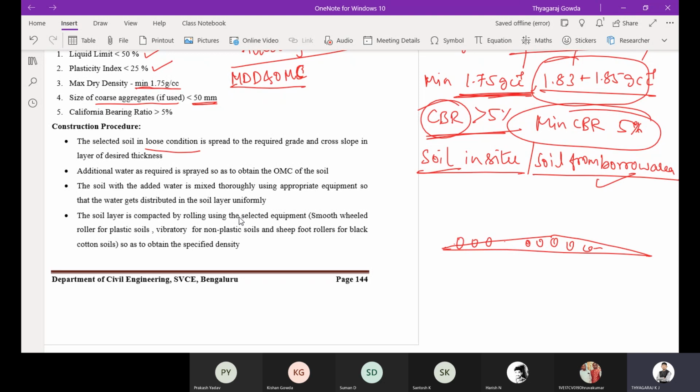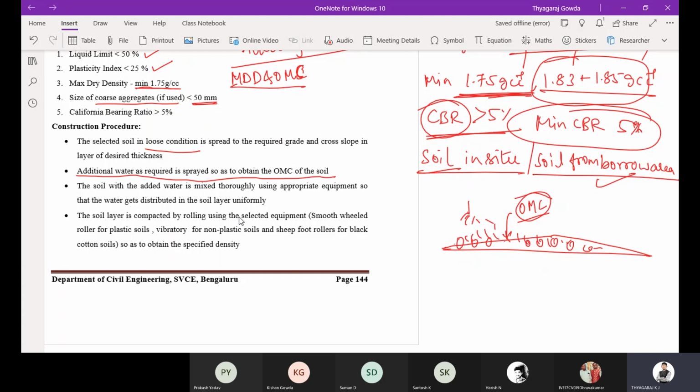And if the water content is not right in the soil, you are going to add water to reach OMC. That is, extra water content is added. So additional water is to be sprayed so as to obtain OMC. If the moisture content in the soil is not at the OMC, you are going to sprinkle water on the soil and mix it thoroughly.